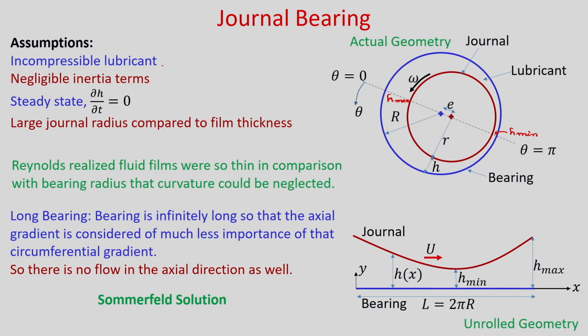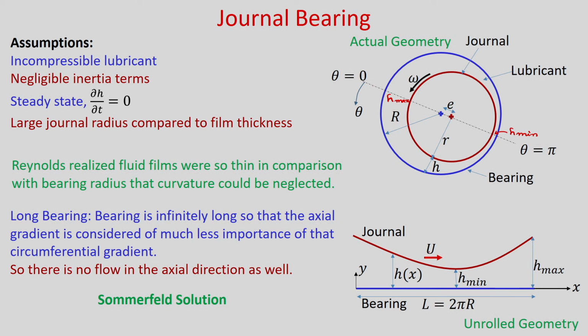These are the assumptions we are taking: we have incompressible lubricant with negligible inertia terms, it is a steady state phenomenon, and we are considering that the journal radius is very large compared to the film thickness. So obviously Reynolds realized fluid films were so thin in comparison with bearing radius that curvature could be neglected. So in that case, if we unroll the geometry, then you can see this will be the journal and this is the bearing, and curvature can be neglected.